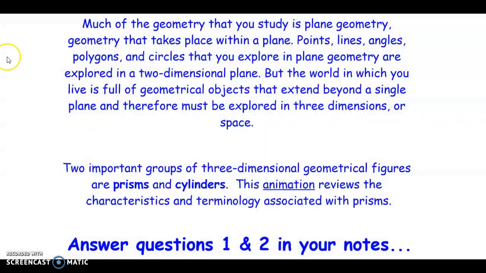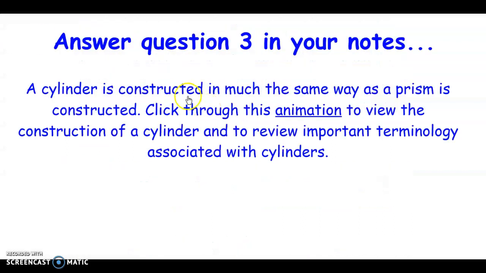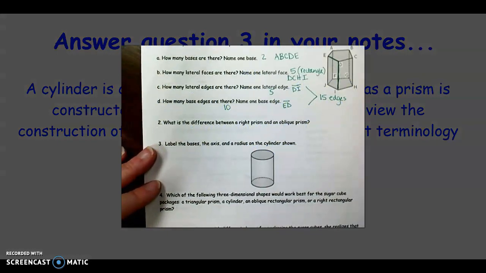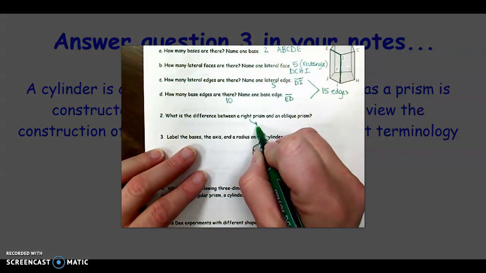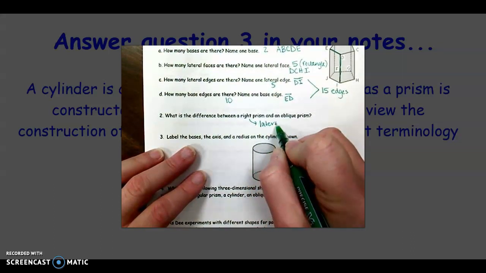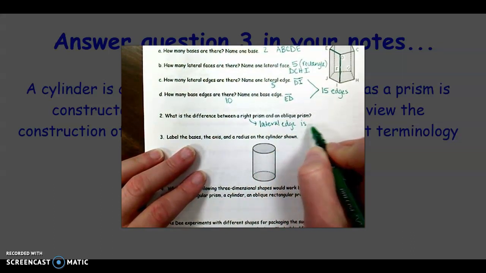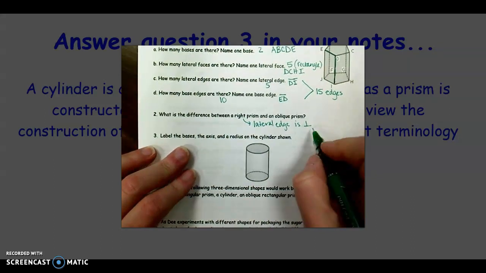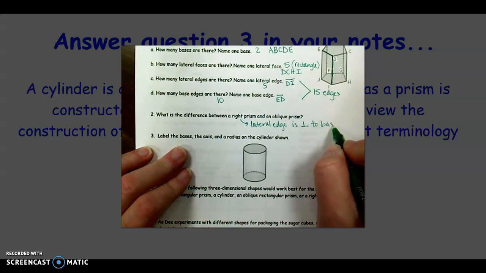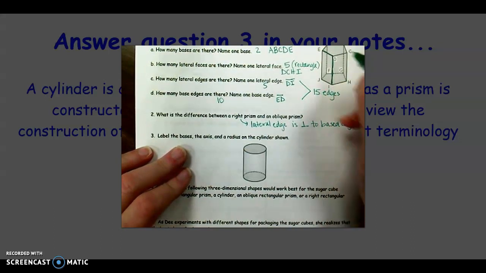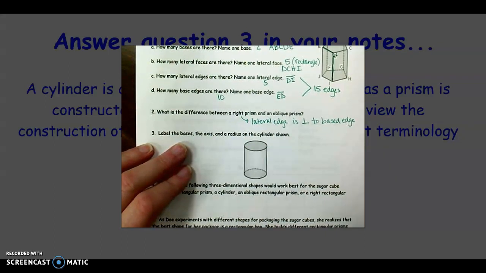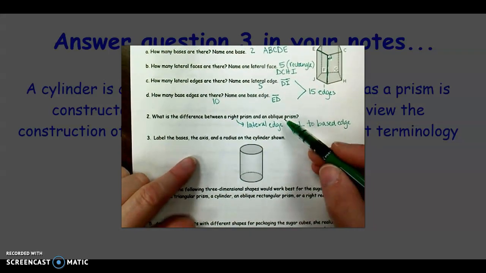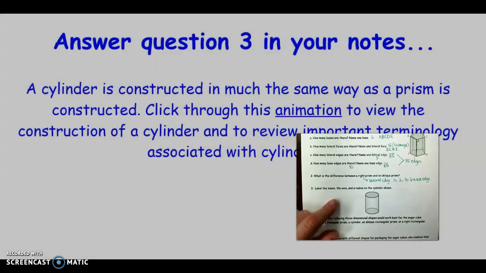All right, so our next animation is going to answer question 3 in your notes. I guess we should go ahead and answer number 2. Sorry, I forgot to do that. What's the difference between a right prism and an oblique prism? A right prism is when a lateral edge is perpendicular, and remember the upside down T is the symbol for that, to the base edge. You form right angles where they meet. So where segment DI and CD intersect, they would be right angles when that's a right prism. An oblique prism would obviously not have that relationship.